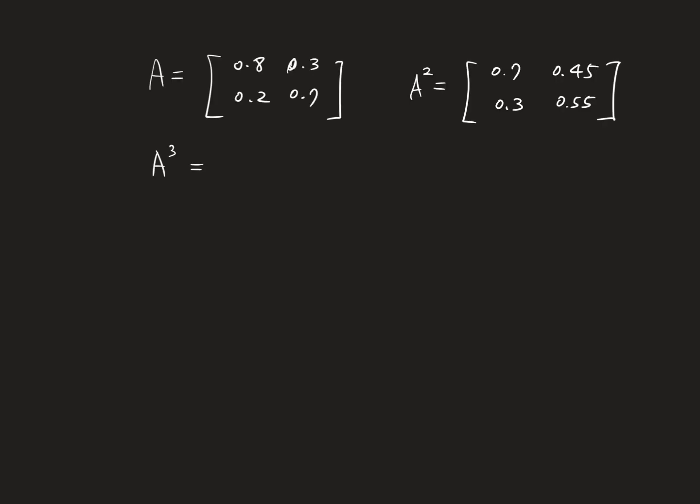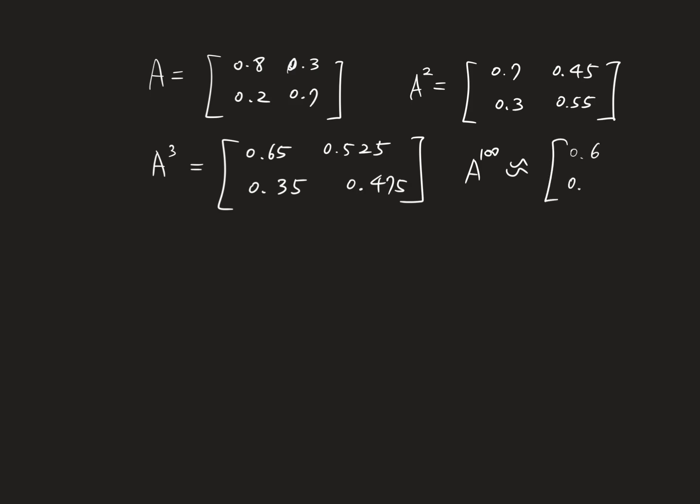As an example, we consider this matrix A, and then we calculate A square, and then we calculate A cube, which is 0.65, 0.525, 0.35, 0.475, and keep continuing, we get 0.6, 0.4, 0.6, 0.4 after A to the 10, A to the 100.